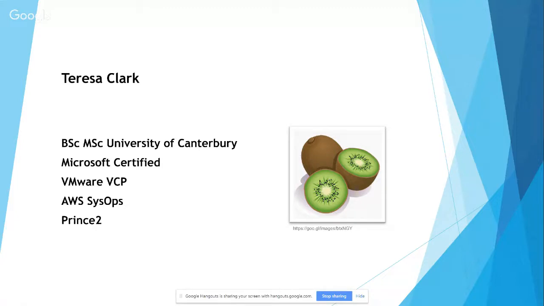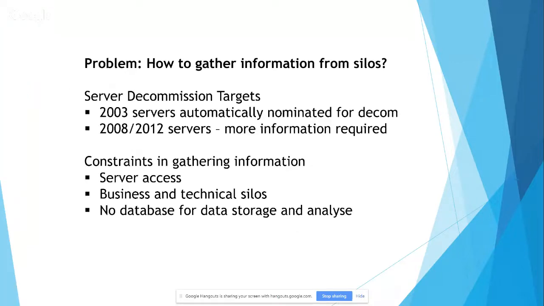Today I'm talking about how I use PowerShell to solve a problem. I was part of a multidisciplinary team with a couple of projects. One of them was to decommission servers. The target servers were 2003 automatic decoms, 2008 and 2012 boxes. We needed more information, and this was due to server appropriation and ownership drift. We needed to understand how the servers were being used and confirm the decommission approval.